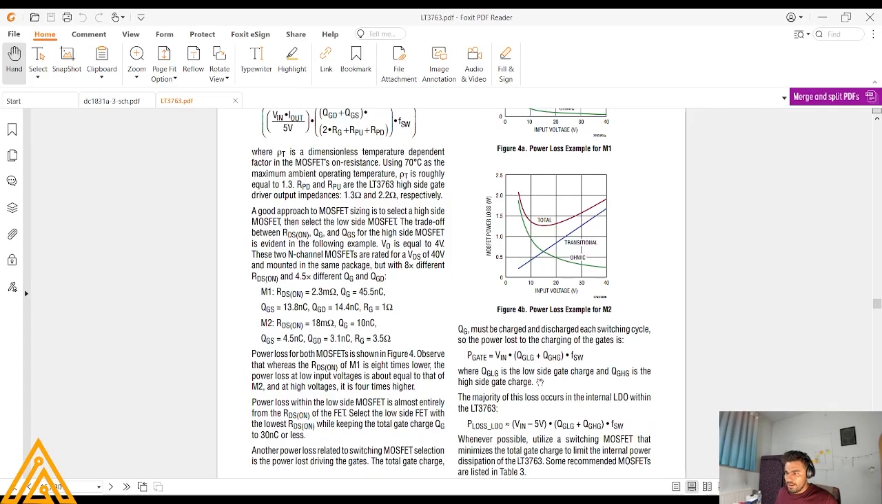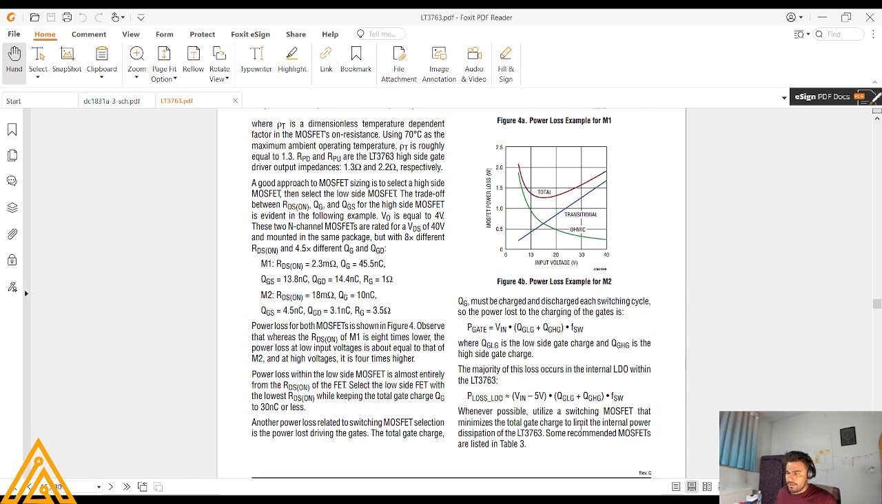So let's see. Our gate driver power loss is Vin multiplied by the gate charge of our high side MOSFET plus the low side MOSFET, all multiplied by the switching frequency. And the loss in the internal LDO equals Vin minus 5 multiplied by the gate charge on the high side MOSFET plus the gate charge on the low side MOSFET, multiplied by the switching frequency.